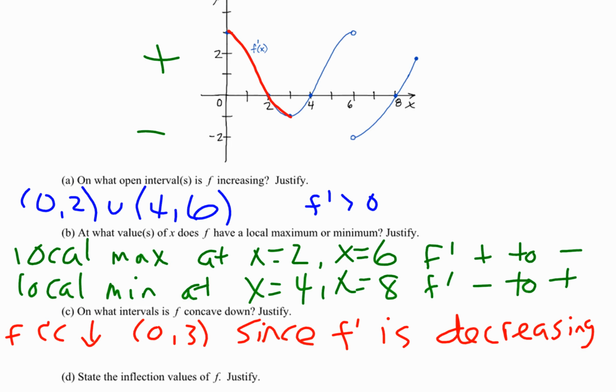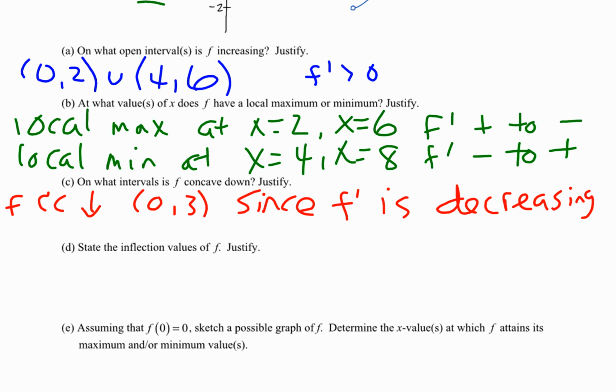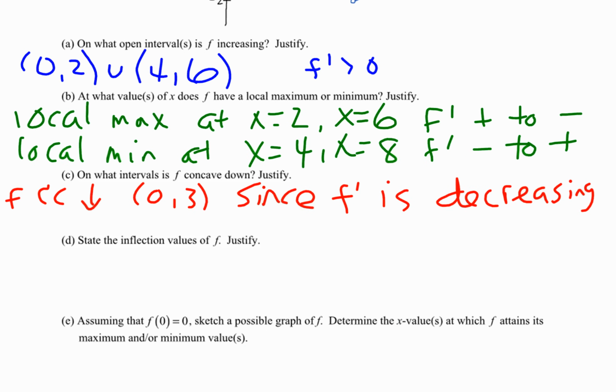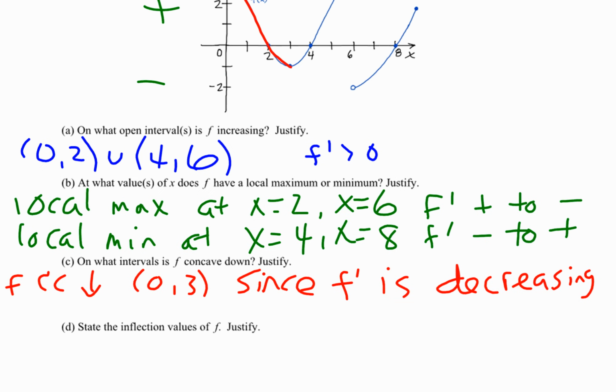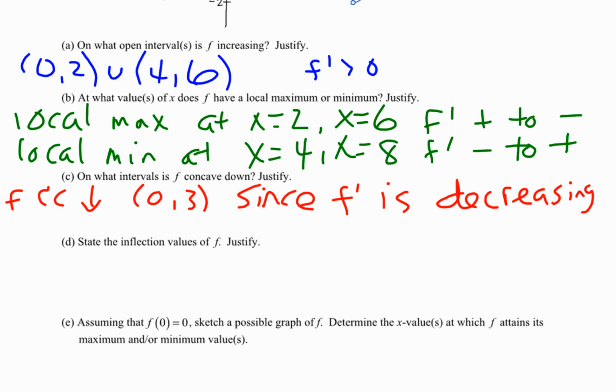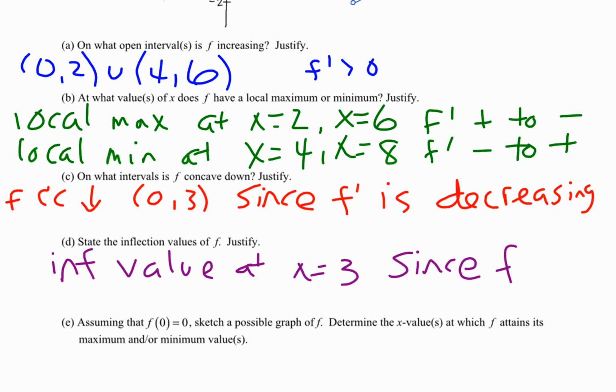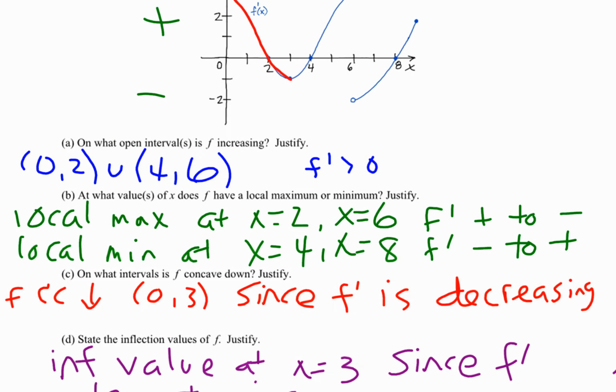And let's see, state the inflection value. Looks like the only inflection value we have, f has an inflection value at x equals 3, since f prime changes from decreasing to increasing. So it's decreasing to increasing.